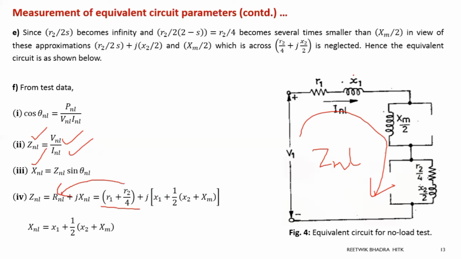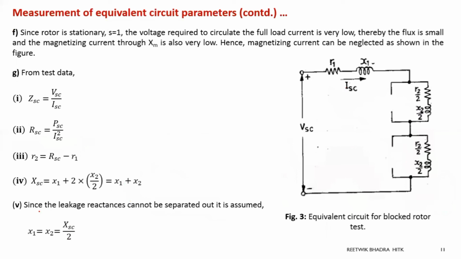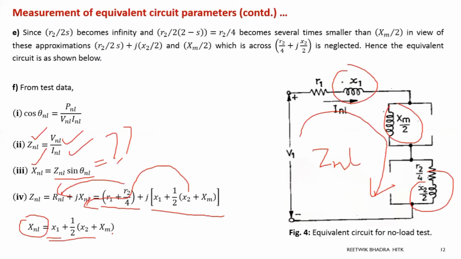And what is XNL? The remaining reactance is X1, Xm by 2, and X2 by 2. All of this added, X1 plus half taken common, X2 plus Xm, is nothing but your XNL. The XNL already calculated will be equated over here. X1 and X2 are already calculated, so substitute them here and get your value of Xm. These are the formulas which you need to remember.